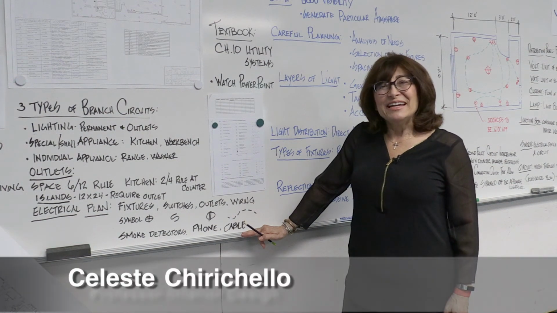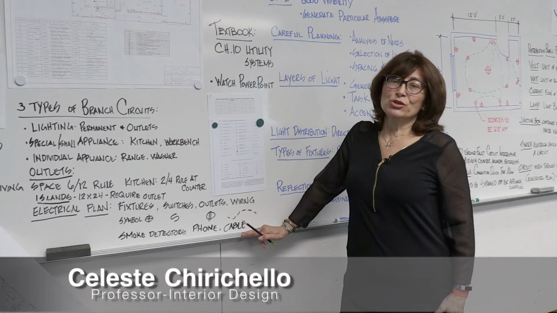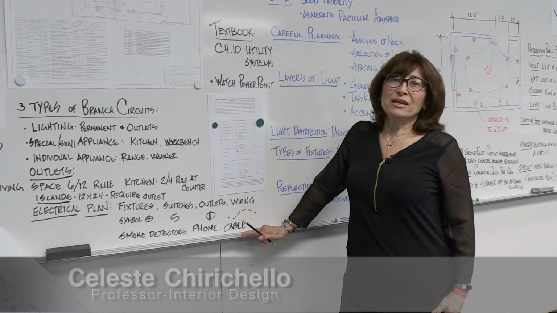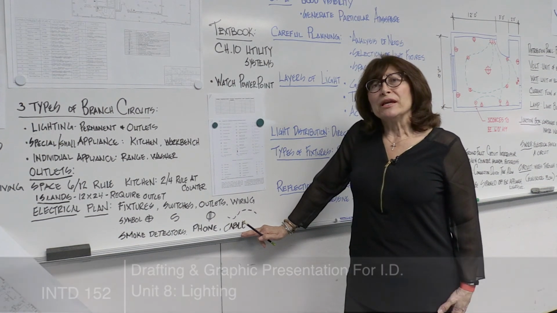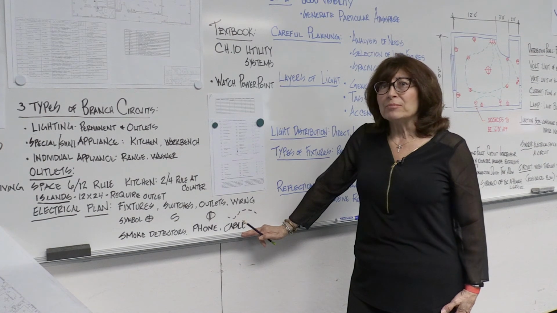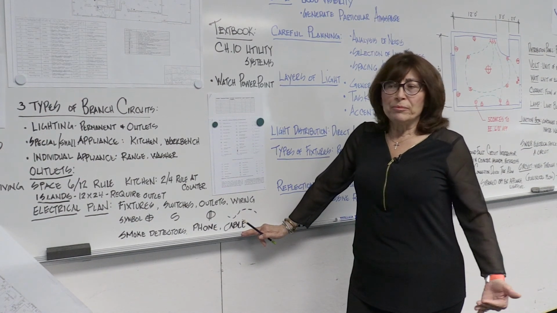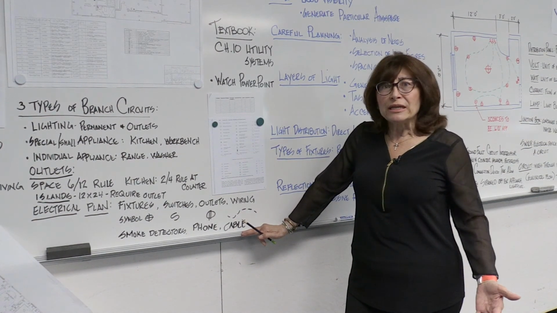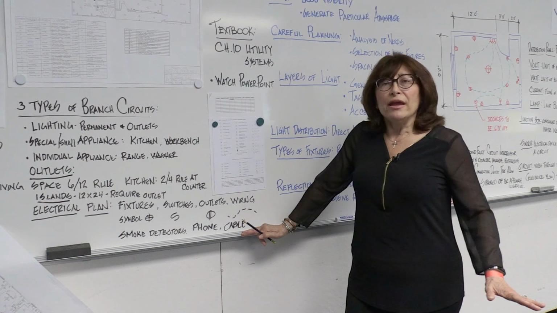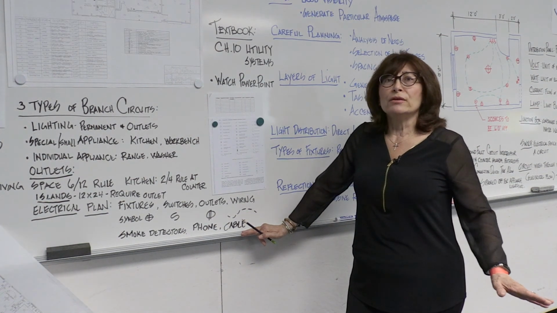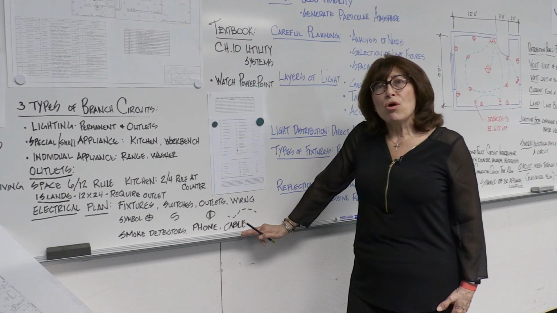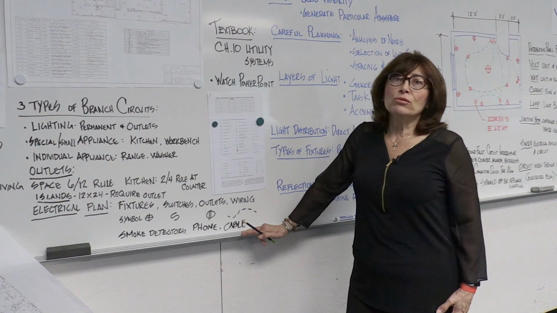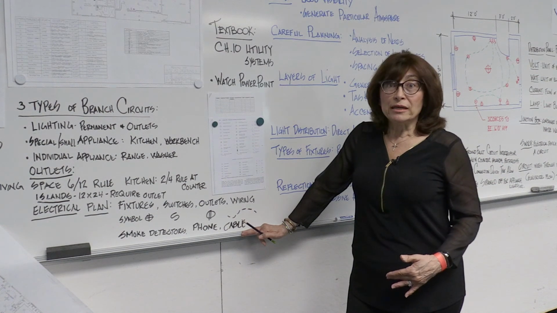Hi everyone. Now that you've finished your furniture plans, you're going to be thinking about your lighting plan. And on the furniture plan, you may have had some table lamps. It could be a reading lamp that gets plugged in, and those are shown on the furniture plan because they get plugged in. But if something is hardwired, it is now going to be shown on the lighting plan.